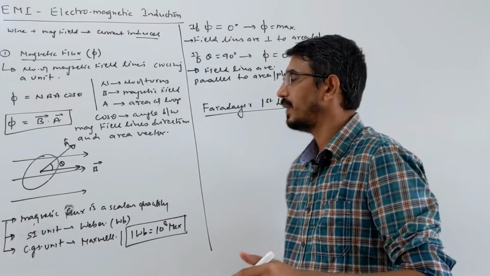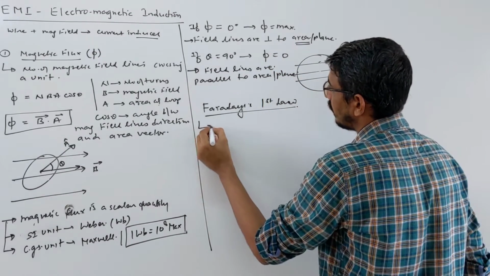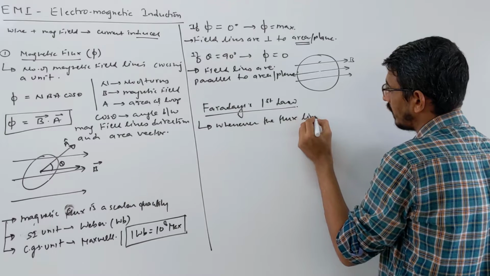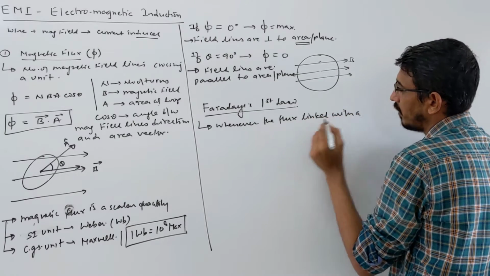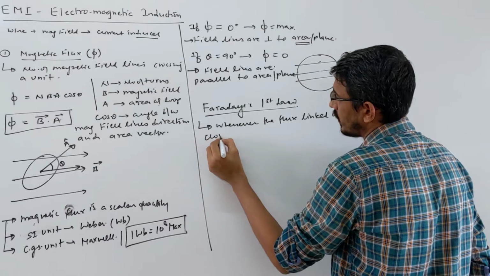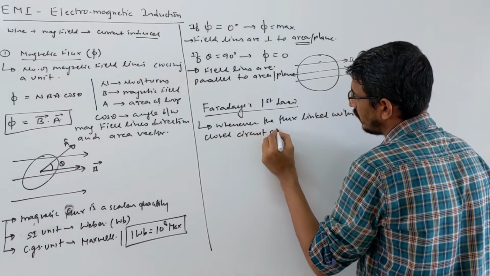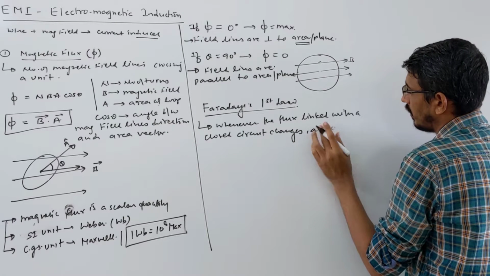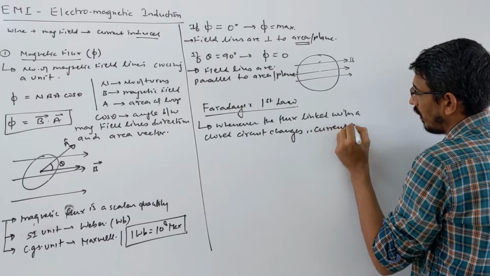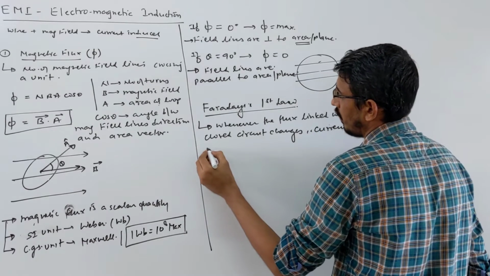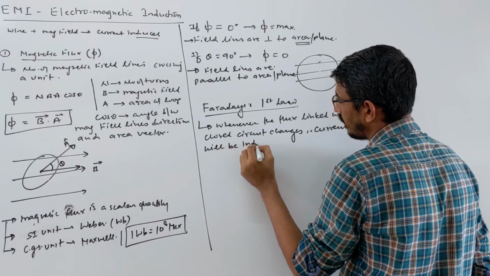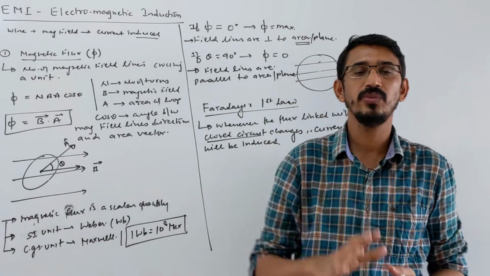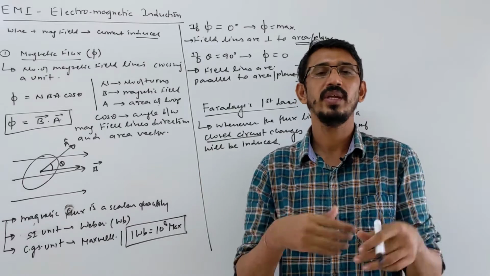You can say EMF induced, or you can also say current induced if the circuit is closed. So Faraday's first law says that whenever the flux linked with a coil, or any closed circuit, changes, current and also EMF will be induced. Suppose you have a closed loop, then your current and EMF both are induced, because current can flow in a closed loop. If you have just an open loop, like a straight wire, then only EMF is induced, right?